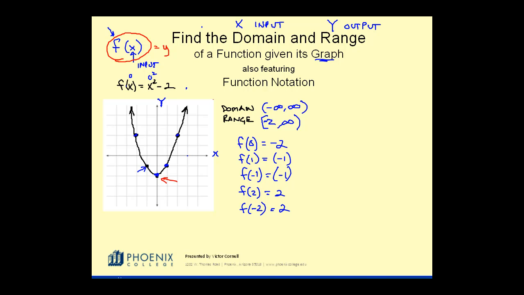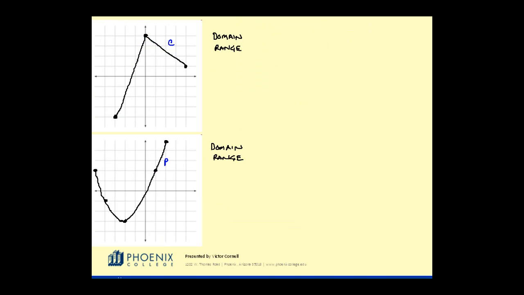Okay, let's look at another graph. We're going to label this graph C. Now notice we don't have a formula, so we have to get all our information from the graph. You can go ahead and pause it and then answer both these. So my domain is my x values. My x values are going across. It starts here and goes to there.